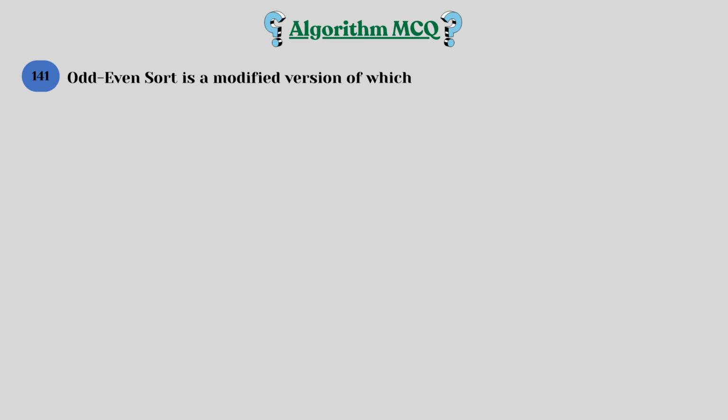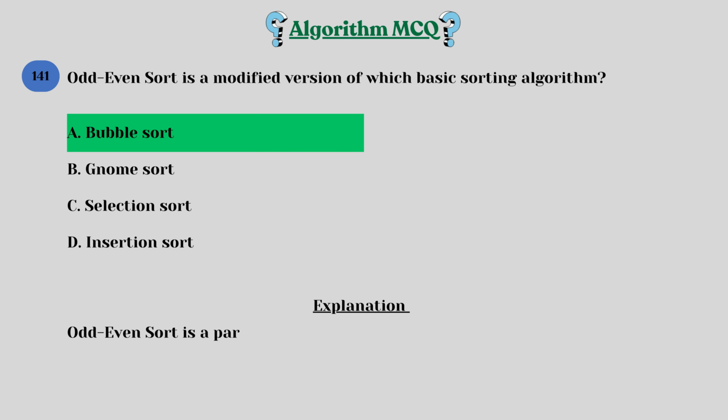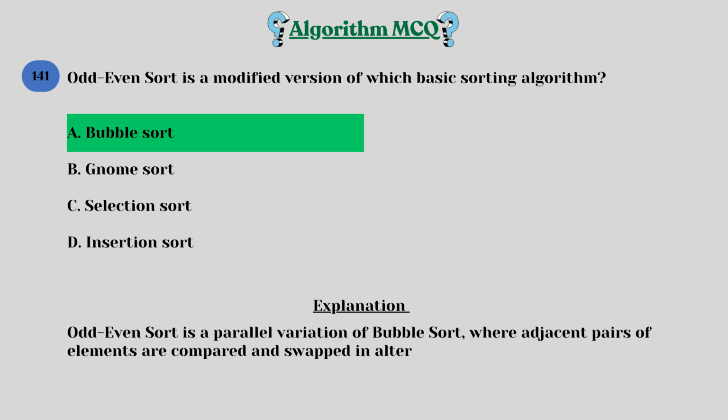Odd-even sort is a modified version of which basic sorting algorithm? Correct answer, bubble sort. Explanation: odd-even sort is a parallel variation of bubble sort, where adjacent pairs of elements are compared and swapped in alternating odd and even phases until the array is sorted.